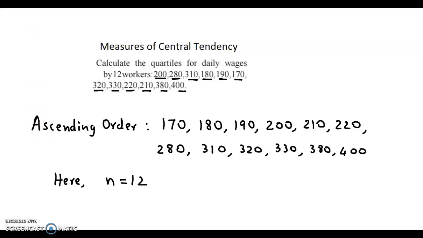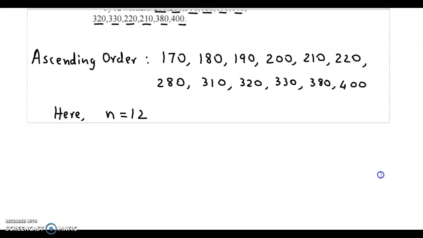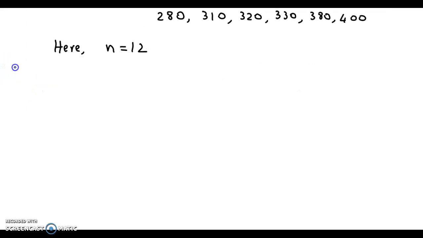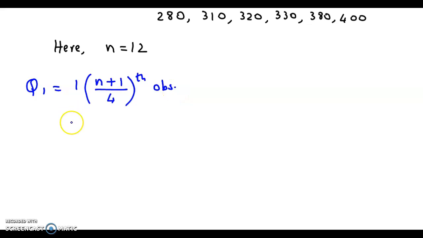And now we calculate Q1, Q2 and Q3. Let's go for calculation of Q1, that is the first quartile. So Q1 is equal to 1 into n plus 1 by 4th observation. So that is 1 into n is 12 plus 1 divided by 4th observation. Now 12 plus 1 is 13 and 13 divided by 4 gives 3.25.